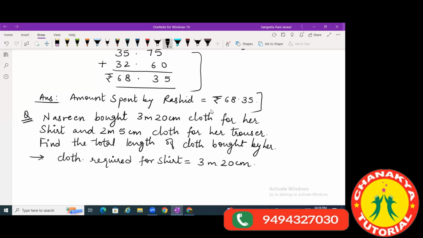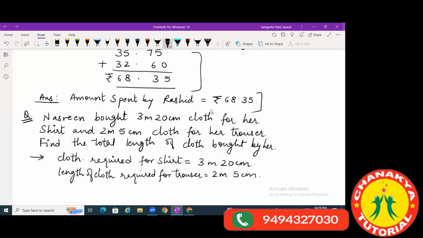Okay, Bhavesh, tell me the next statement. Length of cloth required for trousers. Okay, length of cloth, I'm just writing; otherwise, you can write cloth required. Length of cloth equals 2 meters 5 centimeters. This is 2 meter 5 centimeters.